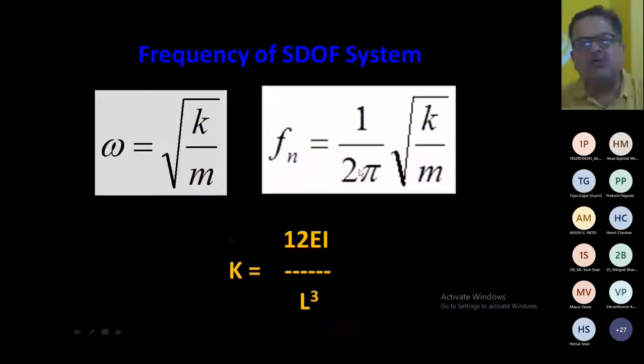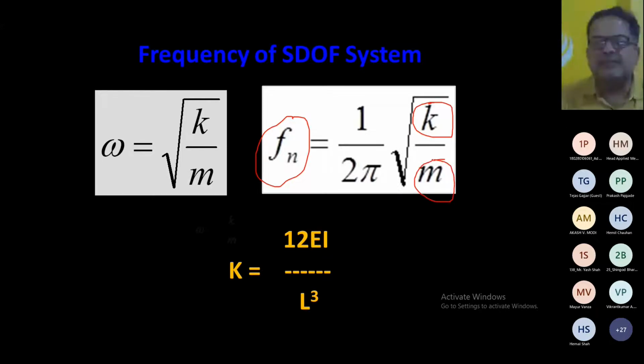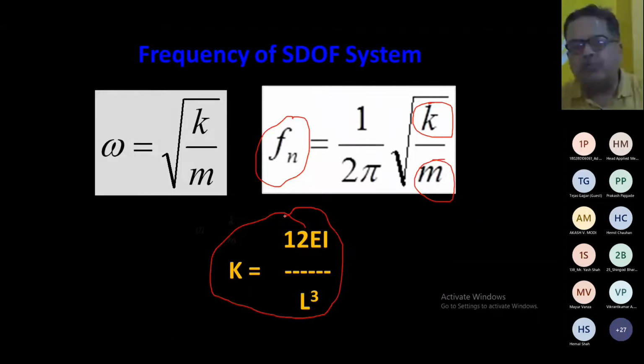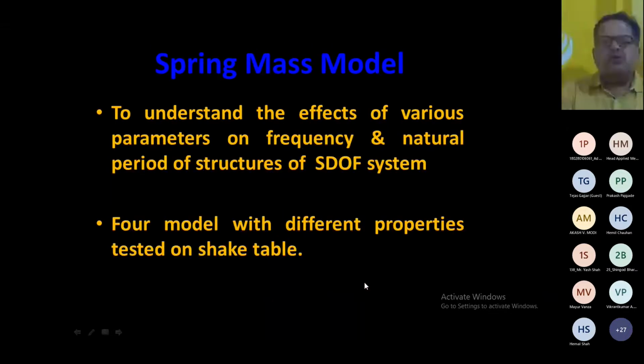And we know that the frequency, remember, this is very important. You have to understand that the frequency depends on what? Frequency depends on stiffness and the mass, these two parameters. And the stiffness depends on how many parameters? The stiffness depends on so many parameters: the support condition, the elastic property, value of E, moment of inertia, and the height of the structure, right? These are the three things it depends on, right? So we have developed a spring mass model which will represent the single degree of freedom system.